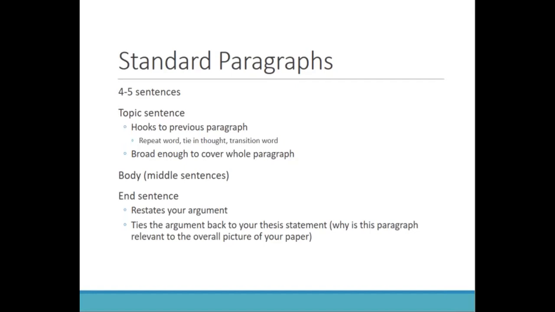You also need a hook in your topic sentence, either repeating a word or tying in a thought or a transition word from the previous paragraph. The middle sentences in a paragraph fill in the details. So once you've got the topic sentence, fill it in with examples, discussions of specific studies, making sure that it's still coherent and well organized. And then your end sentence in the paragraph wraps it up, ends with a big punch, restates your argument for the paragraph, but it also, very importantly, ties that argument back to your thesis statement. Why is this paragraph relevant to the overall big picture of the paper?